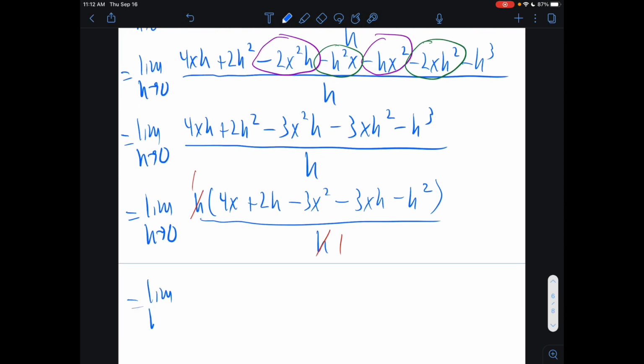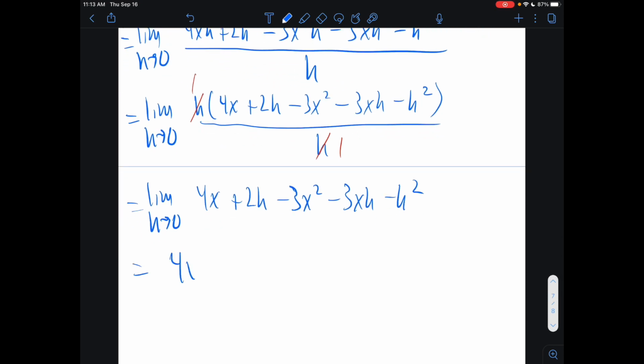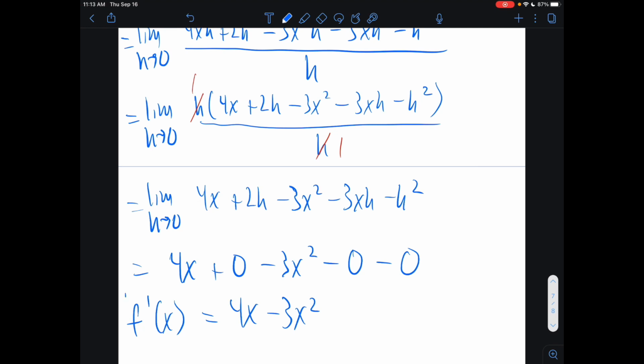And we get the limit as h approaches 0 of 4x plus 2h minus 3x squared minus 3xh minus h squared. And now I can plug in 0 for h. And when I do that, I'm just going to get 4x plus 0, because 2h will become 2 times 0, minus 3x squared, minus 0 again, because 3x times 0 is 0, and then minus 0 squared, or 0. And that means that our derivative, f prime of x, is equal to 4x minus 3x squared.